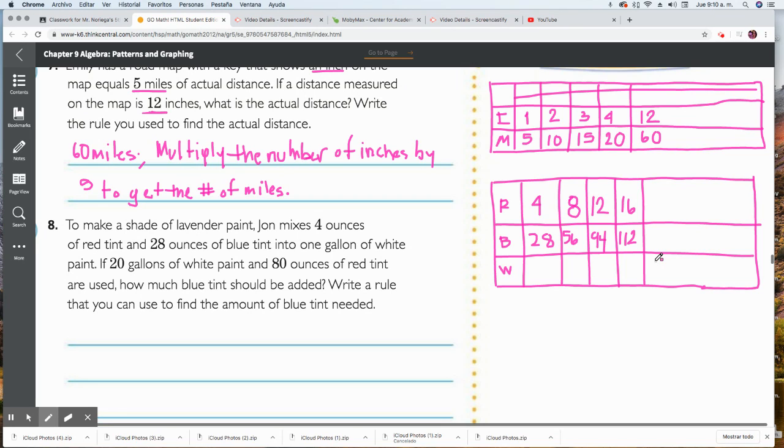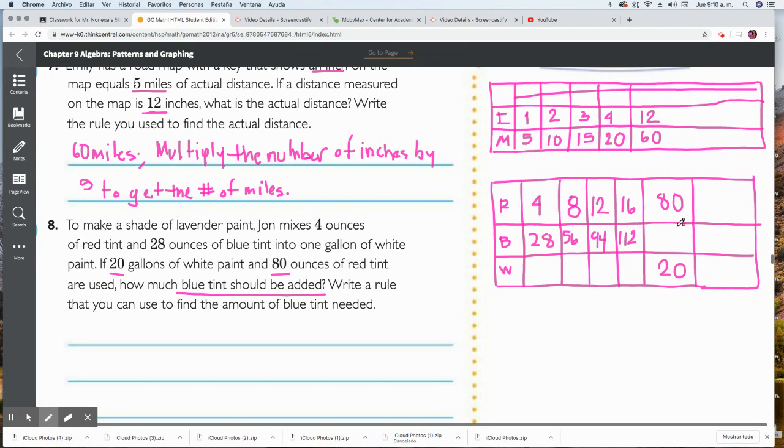All right. Okay. And then we need to go all the way to 20 gallons of white paint and then 80 ounces of red tint. Okay, so 80 ounces of red tint. And 20 gallons of white paint. So I can write that 20 there because that's the number that the problem is giving me. Okay, 20 gallons of white paint and 80 ounces of red tint are used. How much blue tint should be added?